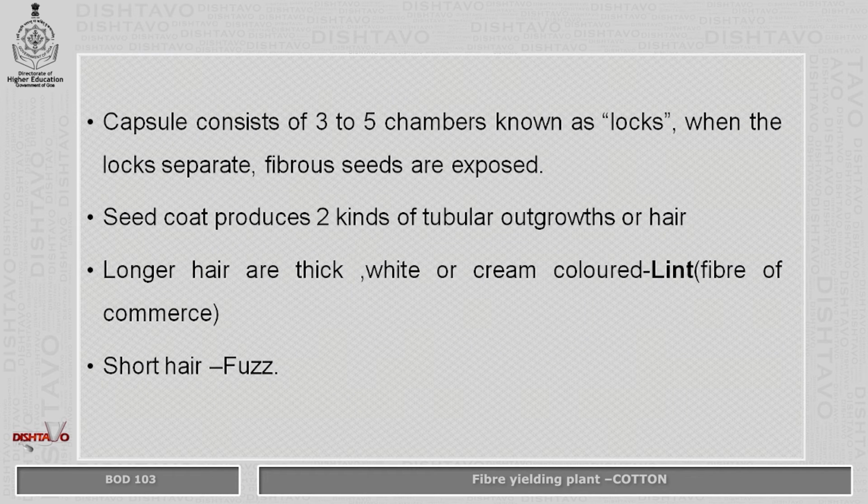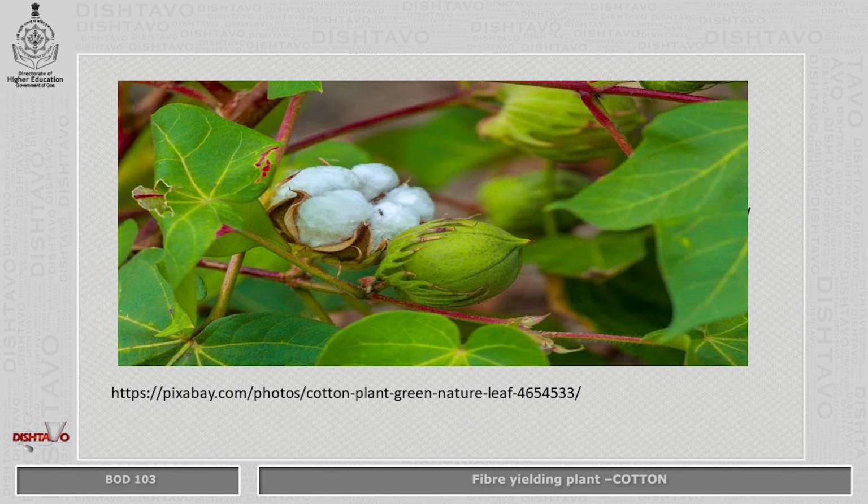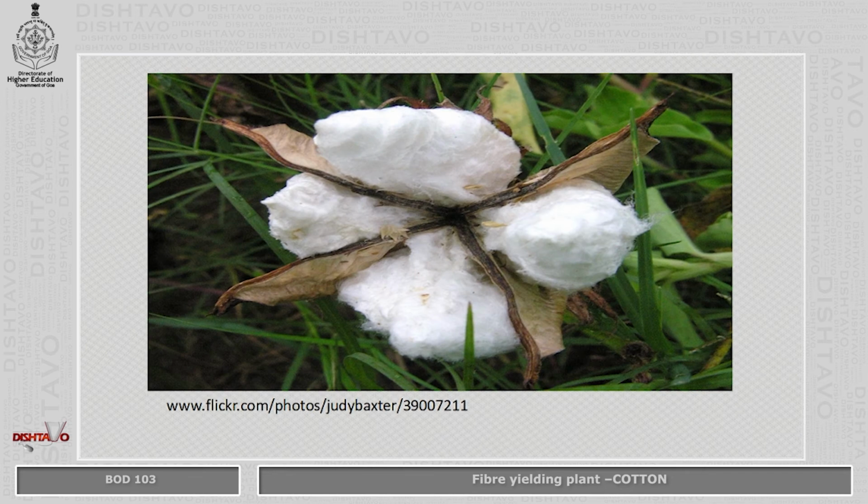Now the boll or the capsule consists of 3 to 5 chambers known as locks. When the locks separate, the fibrous seeds of cotton are exposed. The seed coat produces 2 kinds of tubular growth, or hair. The longer hair are thick, white or cream colored, called lint. Now this is the fiber of interest, the fiber of economic importance, and the shorter hair are called the fuzz. Now here you can see the picture of the capsule or the boll.